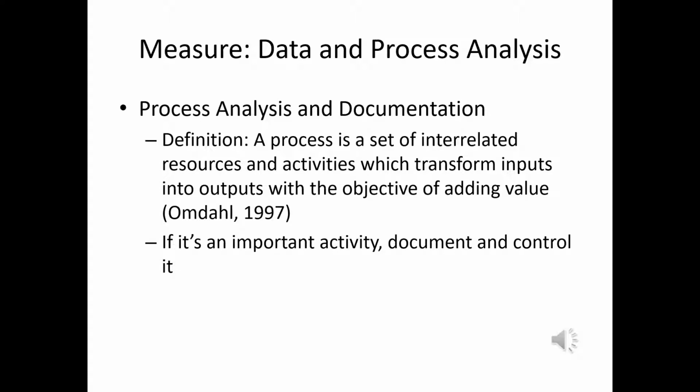And this guy Amdo wrote a dictionary with all quality terms. He says a process is a set of interrelated resources and activities which transform inputs into outputs with the objective of adding value. We talked quite a bit about value added. But the bottom line is, if it's an important activity, document and control it, right? You know, the last step will be control, but you can't control it unless you got it documented.